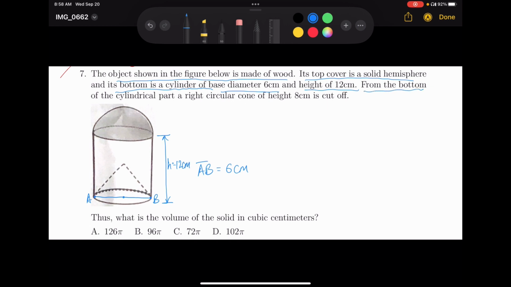Now from the bottom of the cylindrical part, a right circular cone of height 8 centimeters is cut off. So another cone is cut out from inside the cylinder. This cone, drawn with dotted lines, the height of the cone h, how much is it? It is 8 centimeters, the height. Okay, so the question: thus what is the volume of the solid in cubic centimeters?